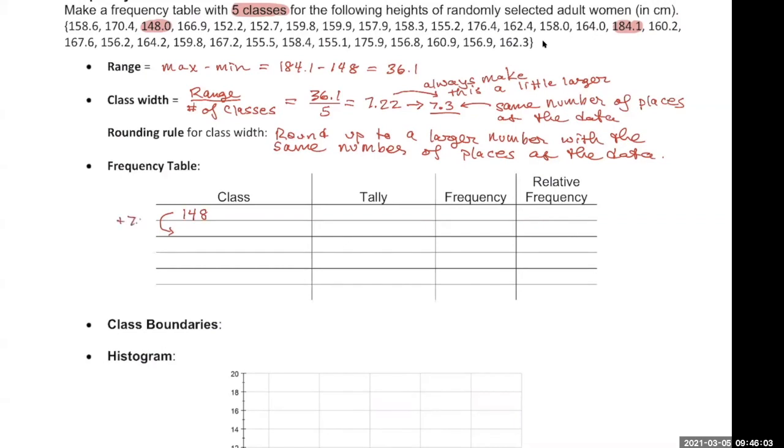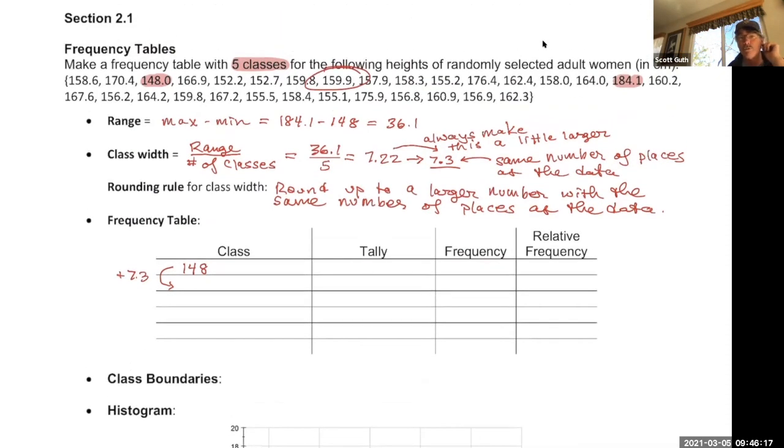So I understand the rounding rule, but what does it mean, "number with the same number of places as the data"? What is that? The data would be the data you're summarizing. The data have one place after the decimal, so I should also round the class width to one place after the decimal. So 7.22 has two places. You should have one place, and you should make the number larger. Does that all make sense?